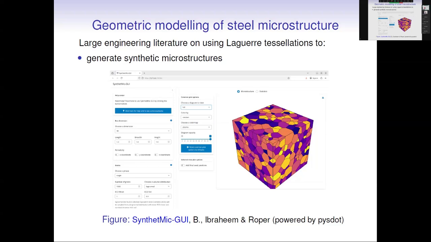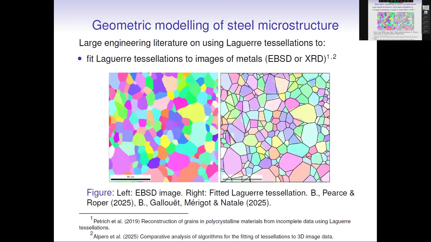But today, since this is the statistics seminar, I'm going to be talking about a regression problem, a fitting problem. There's also a large literature where engineers try to fit Laguerre tessellations to images of metals. For example, this is another EBSD image of a metal, where the colors correspond to different lattice orientations, and they try to fit Laguerre tessellations to it. I'll tell you more later how this picture is made.